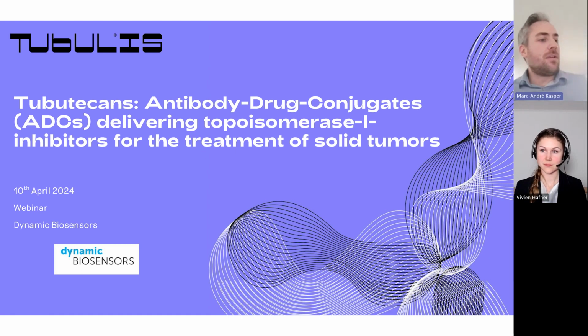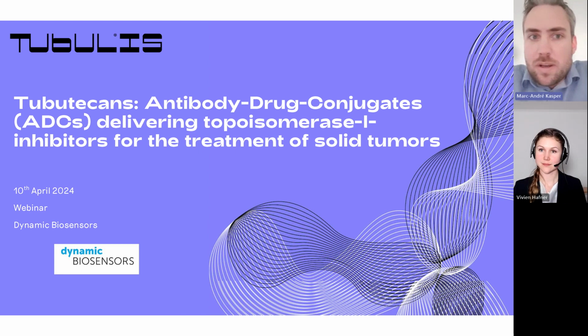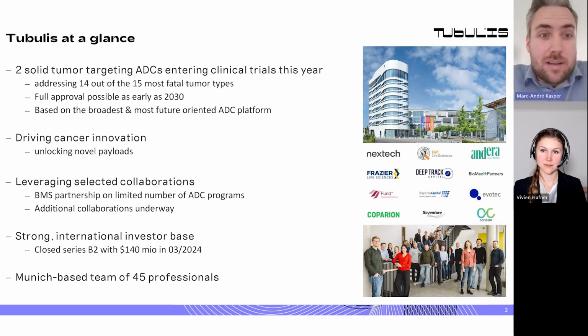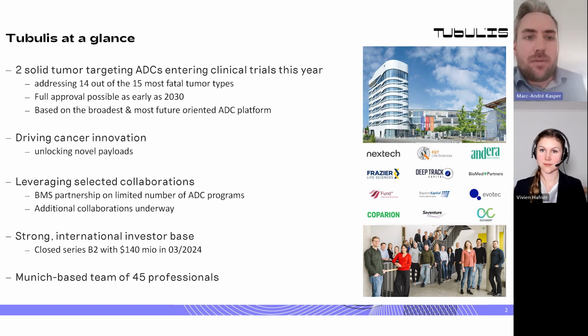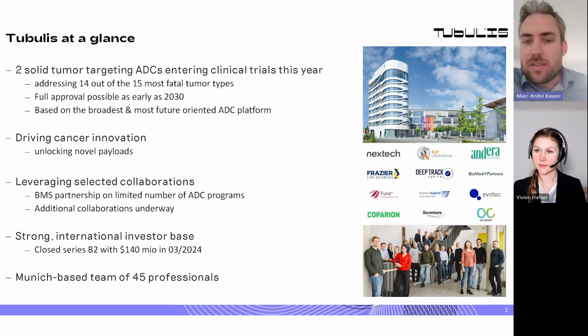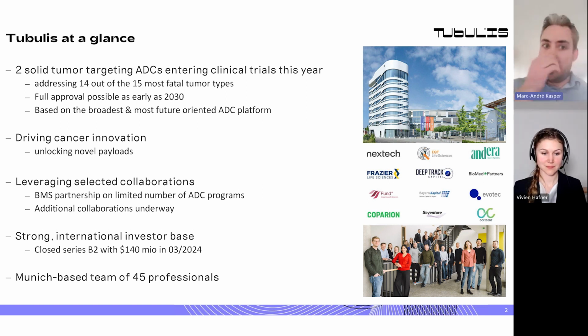But maybe first of all, for those of you who have never heard about Tubulis, a couple of words about the company. We are a Munich-based biotech company, currently 45 professionals working for us. We are developing antibody-drug conjugates. As I said, I will talk about this modality in a second. Actually, we have 2 solid tumor targeting assets, which are just about to enter the clinic. So we are just making the step to be a clinical stage biotech company very soon. Next to these assets, where we are addressing 14 out of the 15 most fatal tumor types, we are also still innovating on all aspects of the ADC.